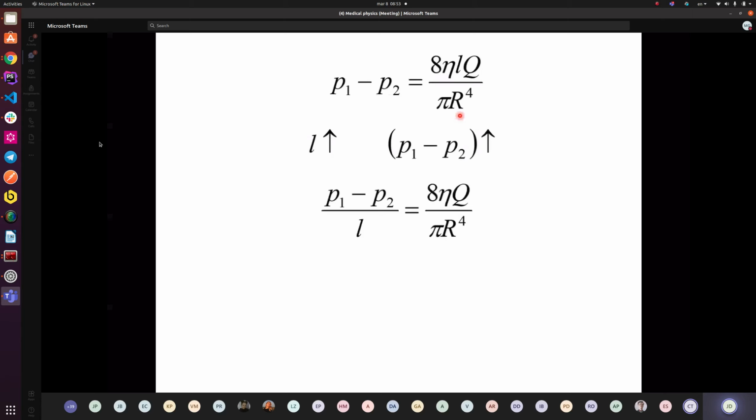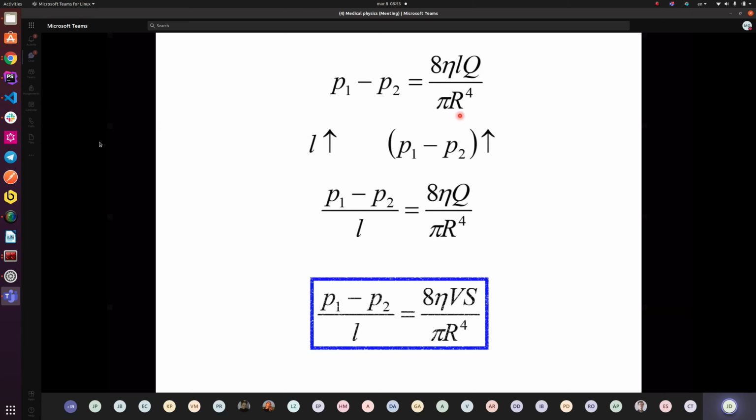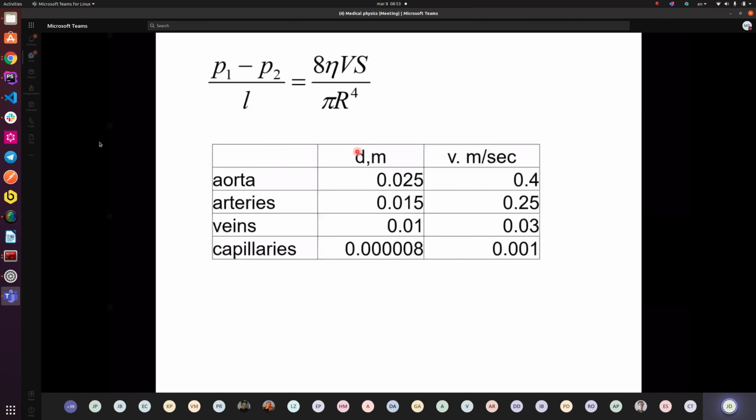Let us go next. So we have considered everything. Now let's estimate what is the blood pressure decrease on 1 unit of the blood vessel length. So let's norm this blood pressure to the length. We can calculate it if you know the viscosity of the blood, the velocity in different blood vessels, the S square, and the radius.